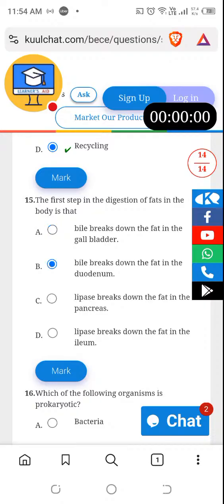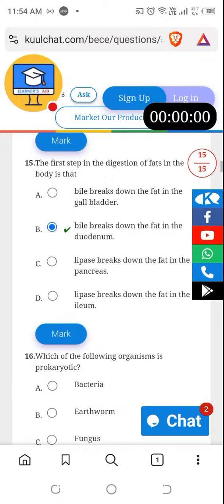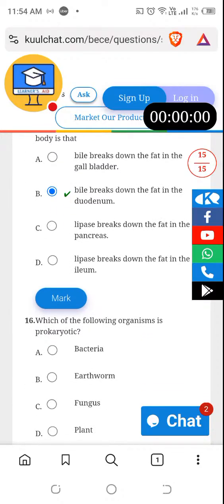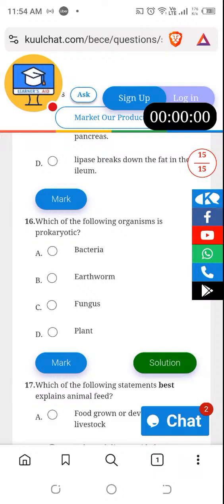Then let's check the second option. Bile breaks down the fats in the duodenum. I think this is the most logical answer. So I'll go for that. Is that the first step? So let's check. Good, excellent. So the first step in the digestion of fats in the body is that bile breaks down fats in the duodenum.